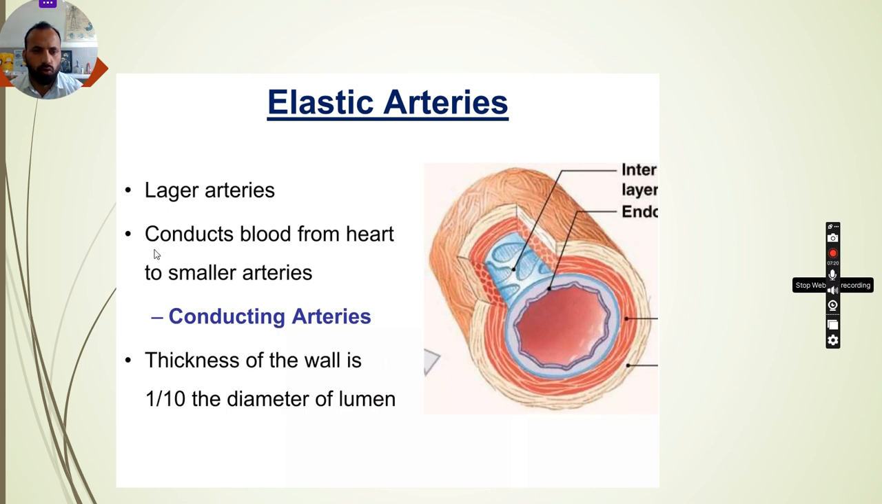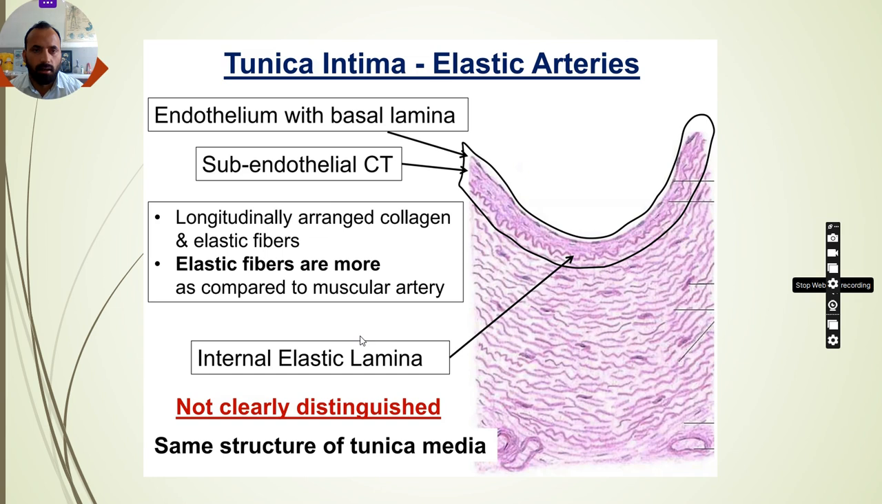So the elastic arteries, also known as the conducting arteries, conduct the blood away from the heart and move this blood towards the smaller arteries. And if you look at the histology of these elastic arteries, in the tunica intima, you will have the endothelium as a simple squamous type of epithelium. Then you have subendothelial connective tissue also present.